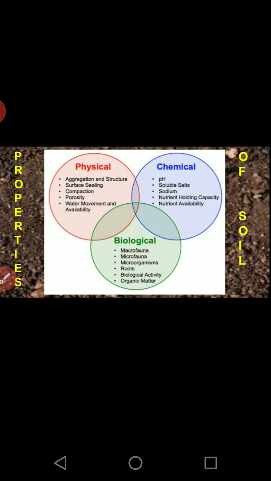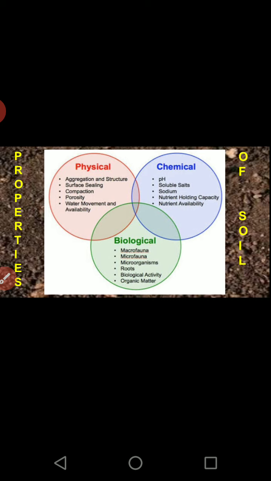Now every soil has various types of characteristics or properties, if we say. It has physical properties such as aggregation and structure. What kind of structure does the soil have? Sand, silt, clay, or only clay and sand, or only sand, likewise.